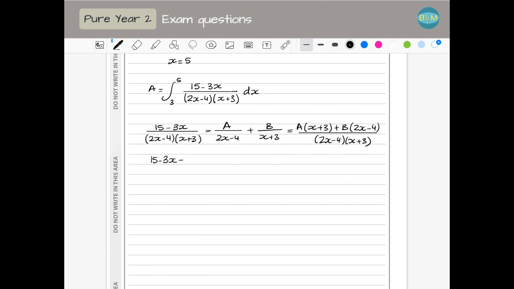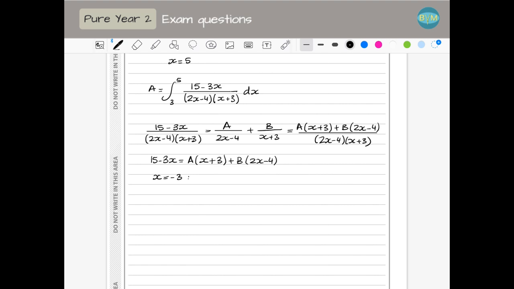So 15 minus 3x is going to be equal to A times x plus 3 plus B times 2x minus 4. And now you can use substitution or just equate coefficients, so it's really up to you. I'm going to use substitution. I'm going to make x equal minus 3 to cancel this one. So if I do x equals minus 3, on the left hand side I have 15 minus 3 times minus 3, which is 9.